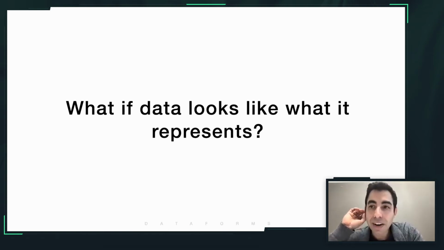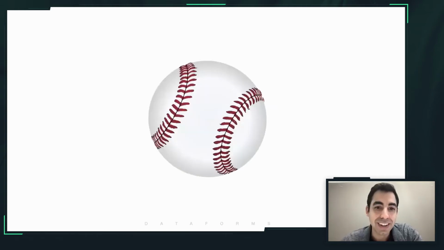And then I wanted to ask a different kind of question about this data. What if the data looks like what it represents? In that previous example where I stacked the laser cut pieces of acrylic, it doesn't look like finance. It's a graph and it's a cool way to do it, but it doesn't look like the thing. So how do we make data literally look like baseball?